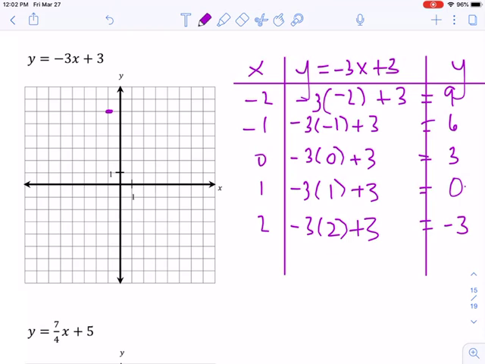Then (0, 3) puts me right here. Then (1, 0) puts me right here. And (2, -3) is here. Okay, so those are the 4 points that we calculated that do fit on our graph. That's great. And we're going to put a line through them.